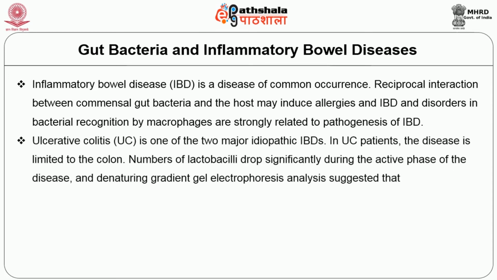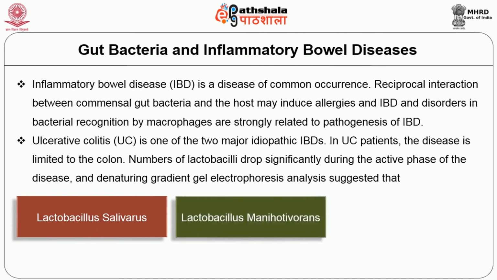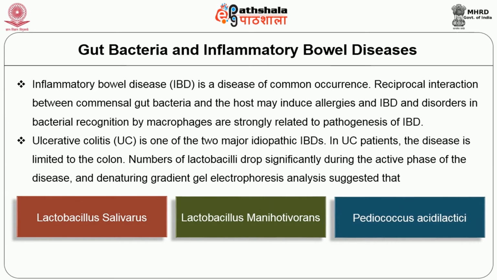Ulcerative colitis is one of the two major idiopathic IBDs. In UC patients, the disease is limited to the colon. The number of lactobacilli drops significantly during the active phase of the disease, and denaturing gradient gel electrophoresis analysis suggests that Lactobacillus salivarius, Lactobacillus manihotivorans, and Pediococcus acidilactici were present in remission but not during active inflammation.